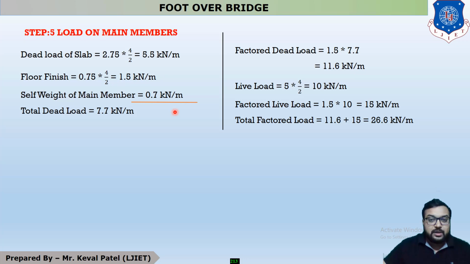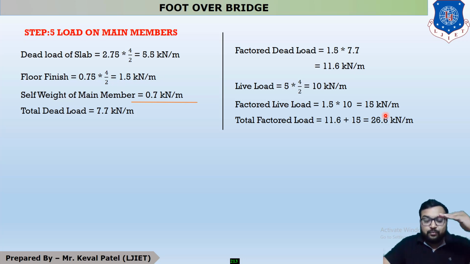Now your total dead load is 7.7 kilonewton per meter, but this is your working dead load, so we have to find the factored dead load. It is 11.6 kilonewton per meter. Just like dead load, your live load, which is equal to 10, is also a working load, so your factored live load is 15 kilonewton per meter. After calculating factored dead load and factored live load, you have to sum both values. So your factored total load, the sum of factored dead load plus factored live load, is equal to 26.6.